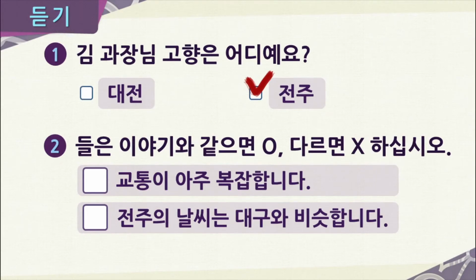So in other words, we have two statements here, and if the statement is true, we mark it with an O, and if the statement is false, we mark it with an X. Now the first statement here says, 교통이 아주 복잡합니다. Or the transportation is very complicated. So, is the transportation complicated in 전주? No, right? It was described as 교통도 복잡하지 않고 살기가 좋아요. Therefore, the correct answer would be X.